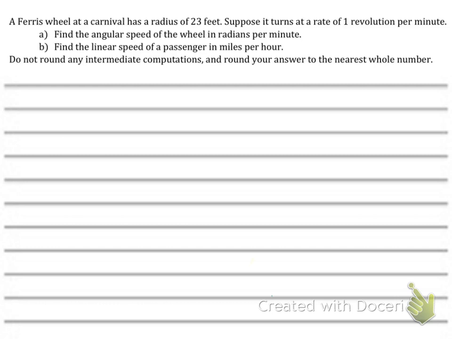Okay, so we have a Ferris wheel at a carnival. There's the radius, and it has a rate of 1 revolution per minute. Looking at part A, I want you to ignore angular speed, because radians per minute is obviously angular, right? Because it has radians in it. So we're going to start with the information they gave us, 1 revolution per minute, okay? Notice we already have the minutes, so we're good.